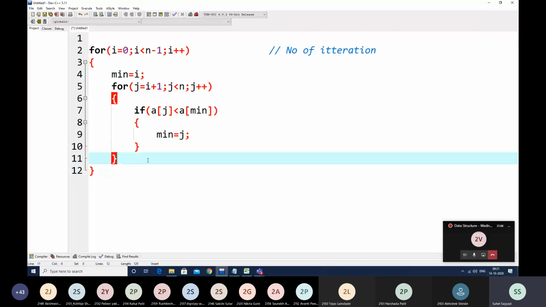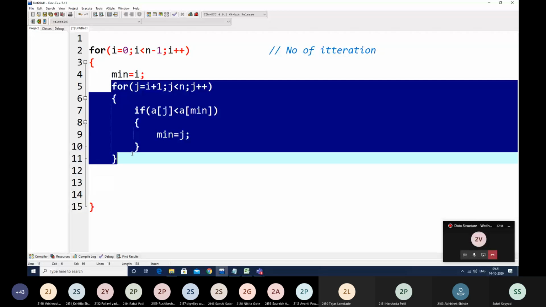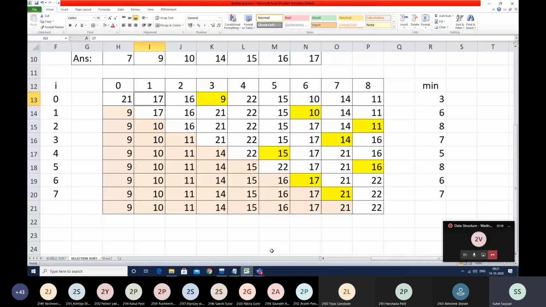Once we complete this j for loop, we will be in a position where we have found min. So once the j for loop finishes, this min will be calculated, which we have written in the Excel on the right-hand side, that is 3, 6, 8 and so on. Once we find this, we have to perform a swap. Swap is happening between whom? I told you earlier also. It is happening between a of min and a of i.